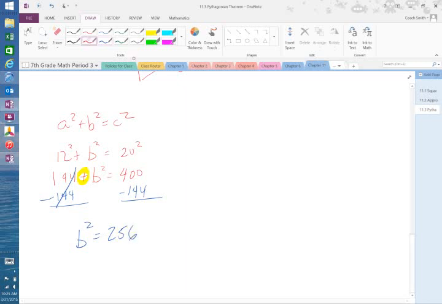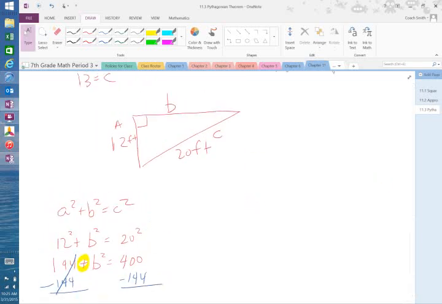So now to solve it, we simply take the square root of both sides. So that means B is equal to, what is the square root of 256? Nikki? 16.